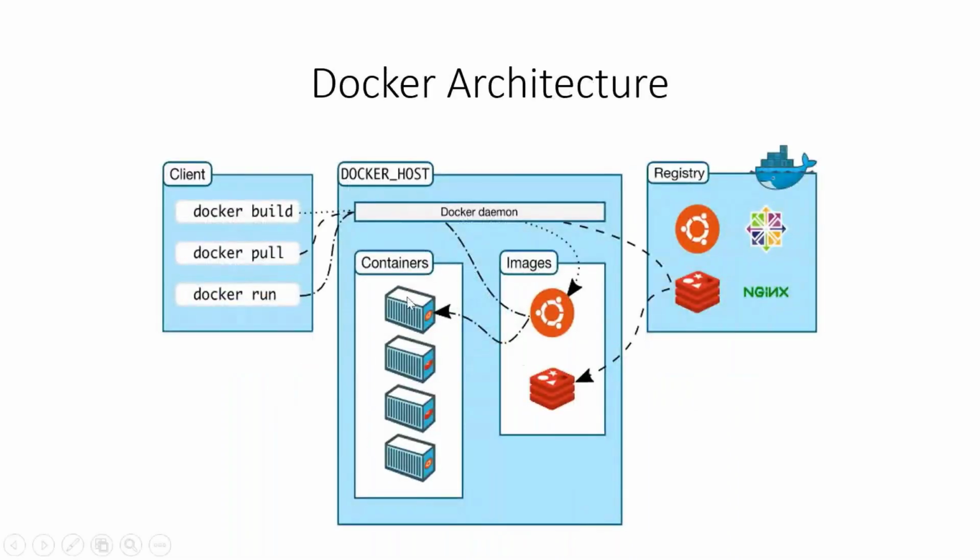So you give some command, Docker build, Docker pull, Docker run, and it will interact with your Docker daemon. This Docker daemon will interact with your images, and it will create some containers. So using a Chrome image, you can create multiple Chrome containers, right? With a single image, you can create multiple containers.